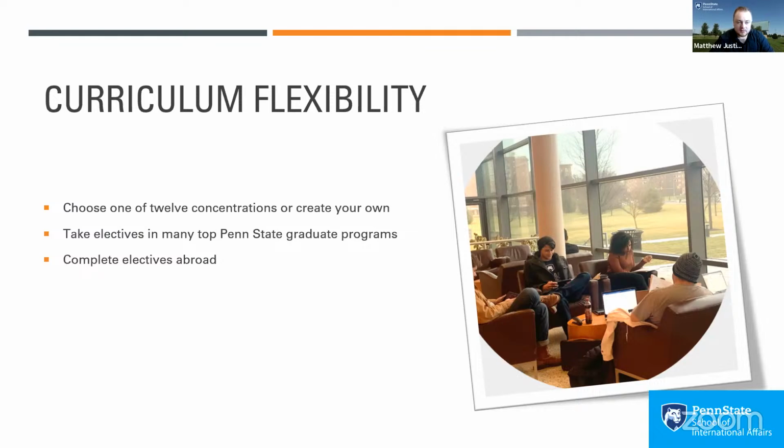You can complete electives abroad as well. As I stated, there are about 25 different locations that you can study abroad in. And what this means is while you're abroad, you can complete classes towards that concentration. So, for example, if you go to Amman, Jordan, and you're interested in Middle East studies as a concentration, of course, classes that you take there will automatically fill into that concentration. And again, this can be true for whatever country you decide you want to participate in education abroad.